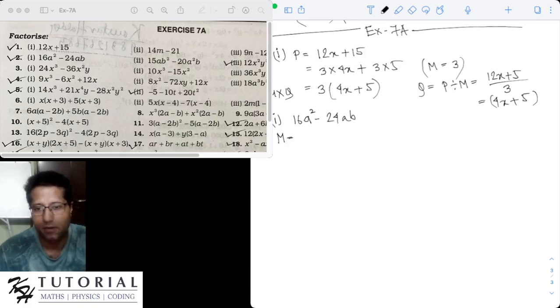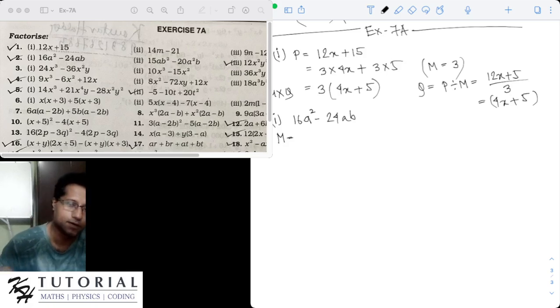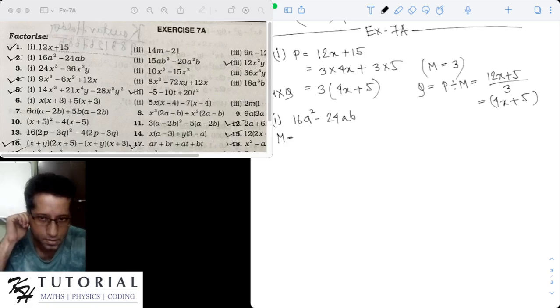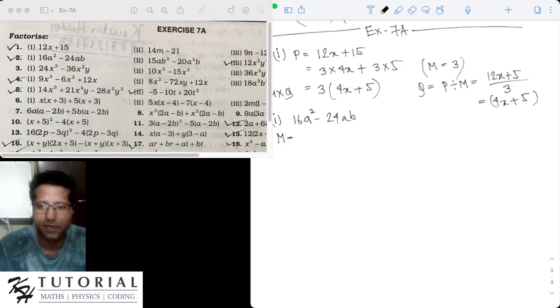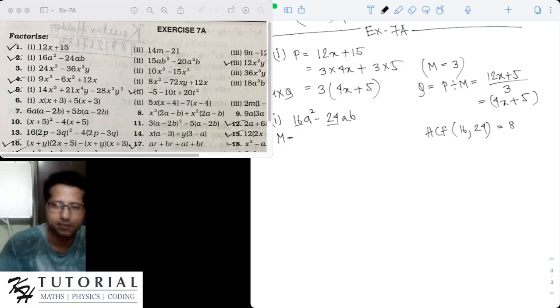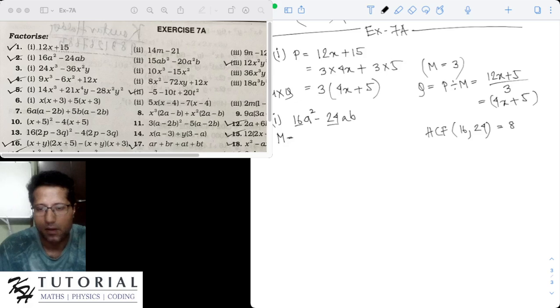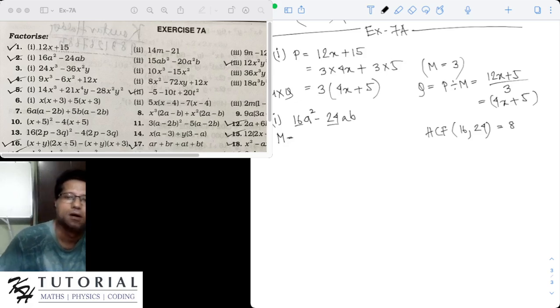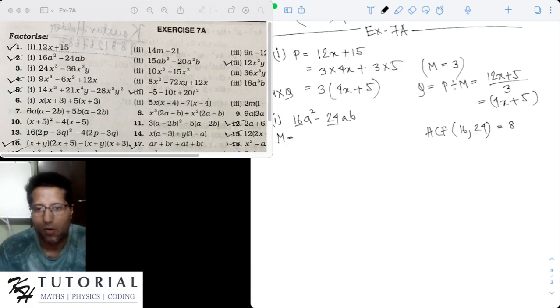The coefficient means the numerical coefficient of a term. The first term 16a square, the coefficient is 16, and for the second term the coefficient is 24. So what is the HCF of 16 and 24? HCF of 16 and 24, I guess, is 8. Okay.